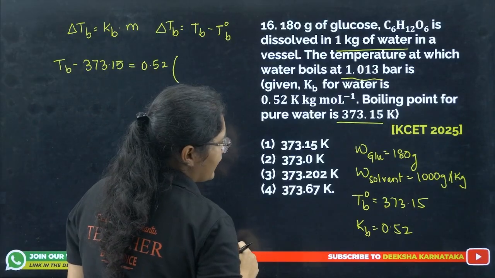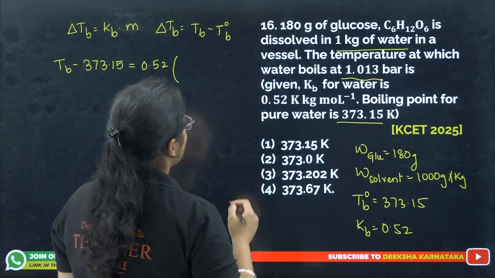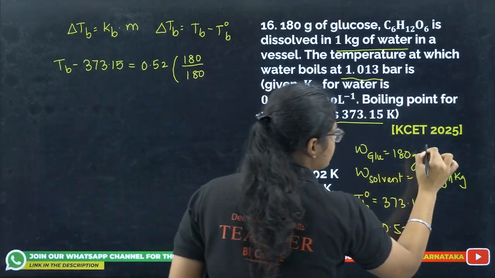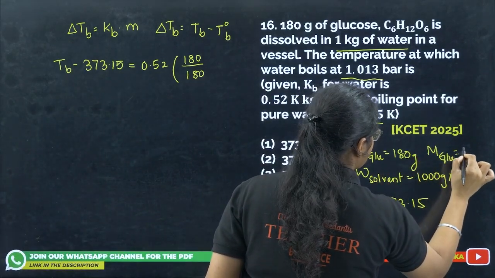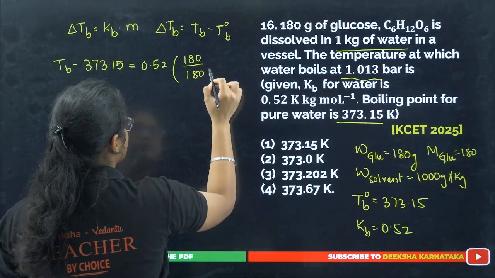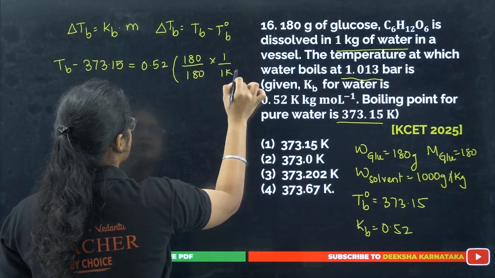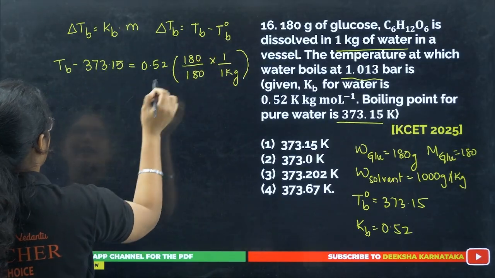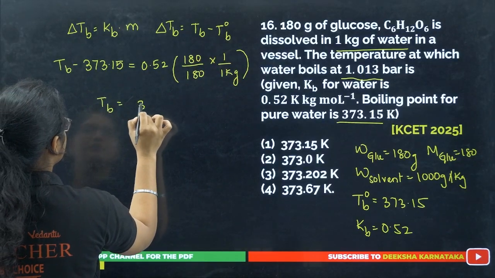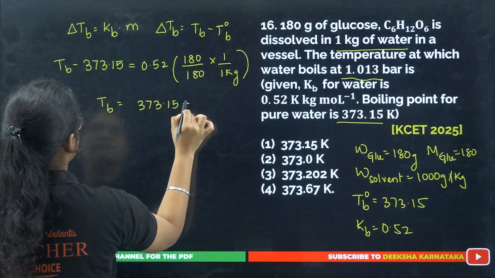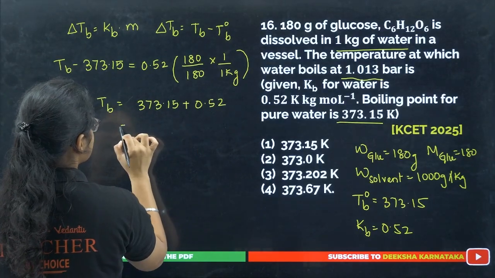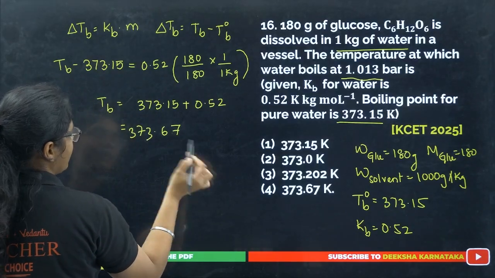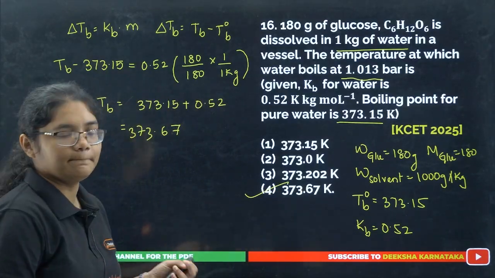and this molality I have 180 gram of glucose. The molar mass of glucose also you should know, molar mass of glucose is also 180. Then I have 1 kg of the solvent, right? So I have to just solve this one. This term becomes 1. So I have Tb is equal to 373.15 plus 0.52, and then I have 373.67, which is your option number D.